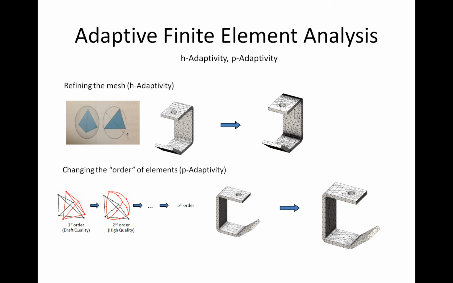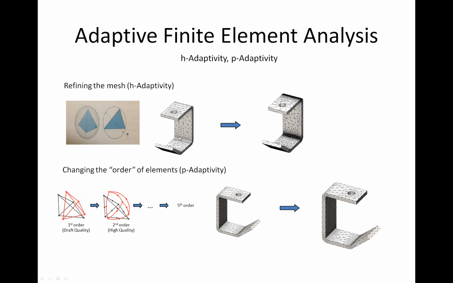H adaptive is called H because if you take a tetrahedral element here, look at this image, and circumscribe it in a circle, the diameter is what's called the H. That H, we call it H adaptive because it adapts that H based on where your model needs it.